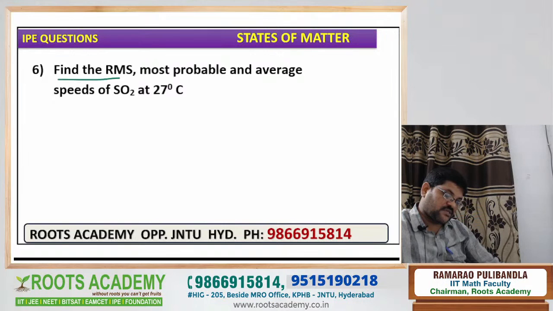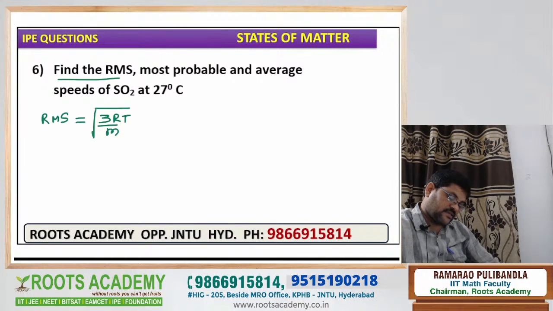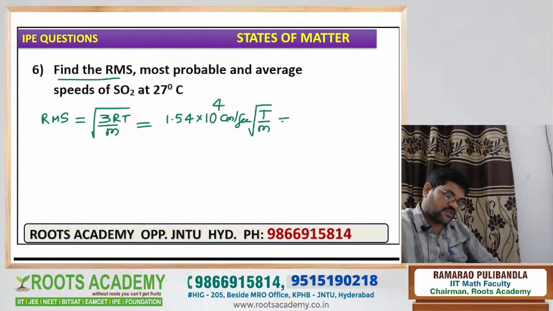Find out the RMS and most probable speeds of CO2 at 27 degrees. Take the example of the RMS velocity: root over 3RT by M. Unsimplified, you get 1.54 into 10 power 4 centimeters per second. Root over T by M is the shortcut formula. So 1.54 into 10 power 4.